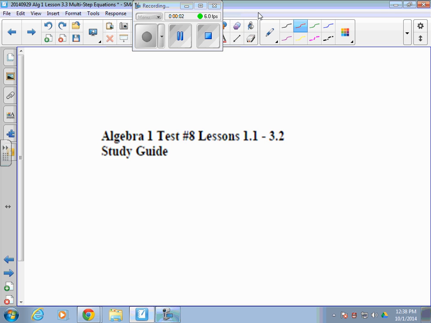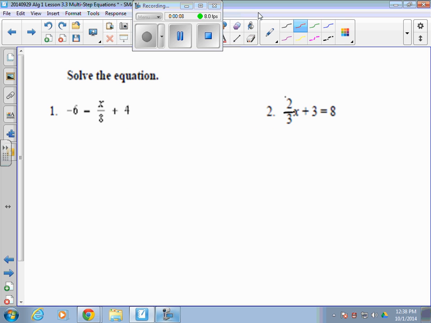Okay, this is Algebra 1, test number 8, study guide. We got through lesson 3.2 where we were doing multi-step equations. First one is a multi-step equation. Negative 6 equals x over 8 plus 4. You got to undo subtraction and addition first, then multiplication and division, exponents, and finally parentheses.